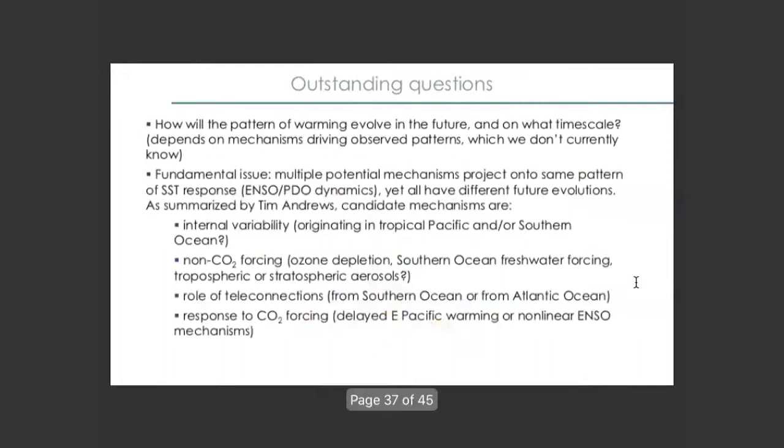Okay, so just some outstanding questions here. The big one is how the pattern is going to change in the future. To answer that, we really need to know what's happened in the past, and I've just listed here a bunch of possible explanations. It could be internal variability over the last 40 years. The role of non-CO2 forcings is very important, ozone or freshwater. Aerosols, all these things are not going to persist into the distant future, so the pattern is expected to change.